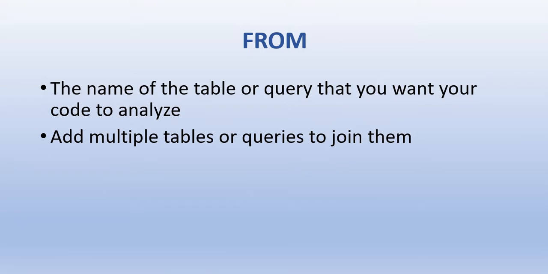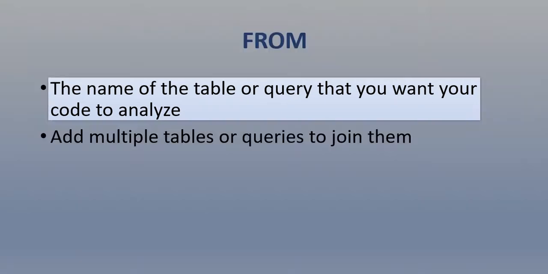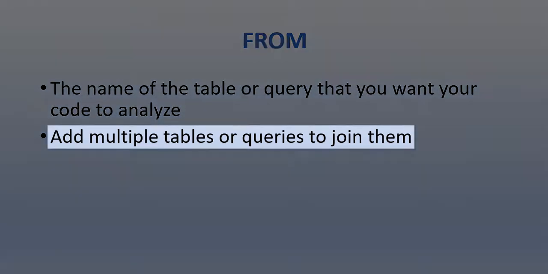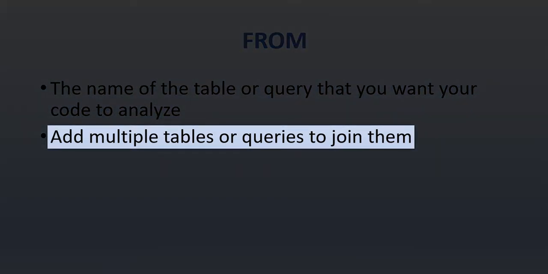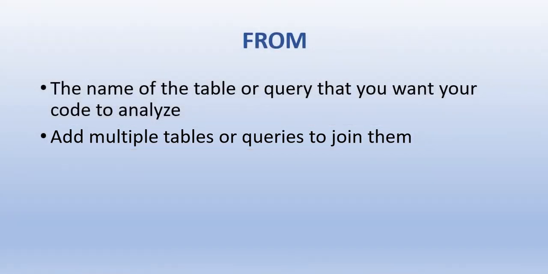The from line, this is where you name the table or the query that you want your code to analyze. Just think of where am I grabbing my data from. And you can add multiple tables or queries when you join them together. And that'll be in a couple weeks when we do that. But the from, just think of it as where am I getting my data from.